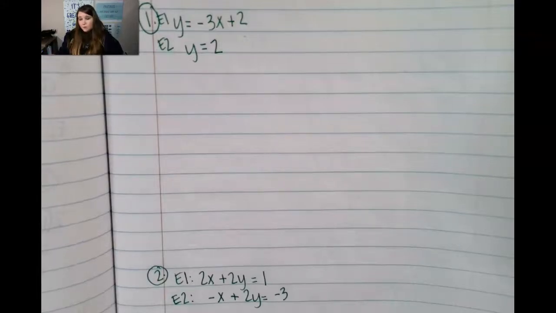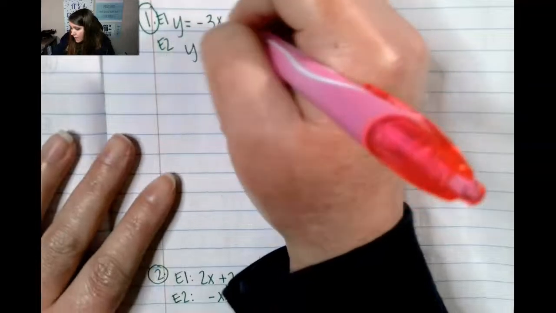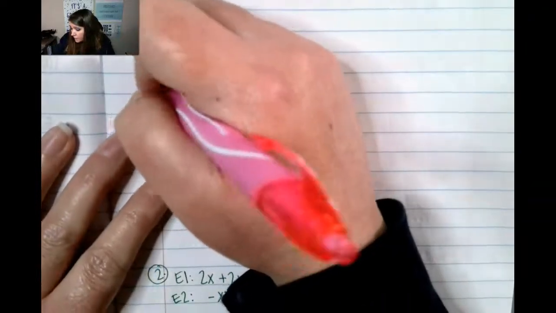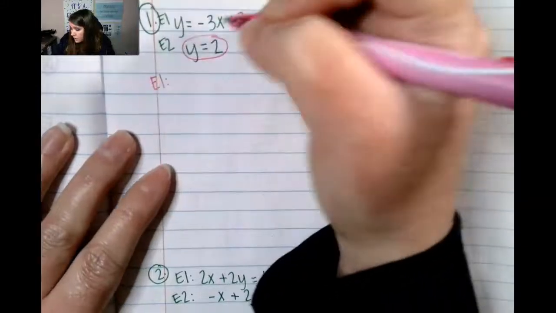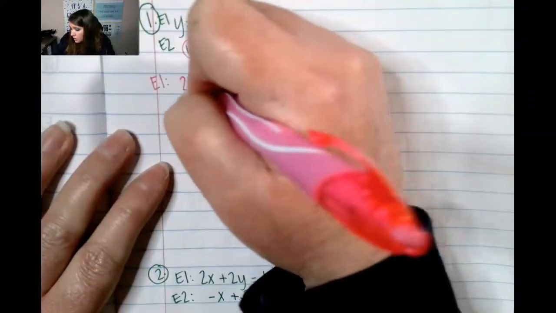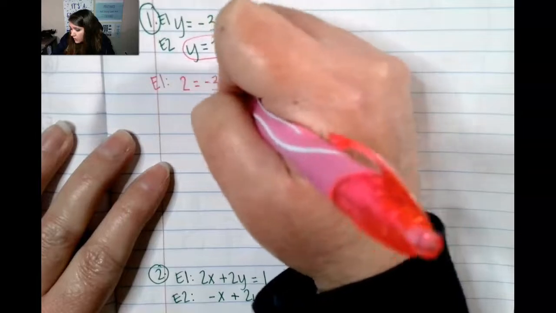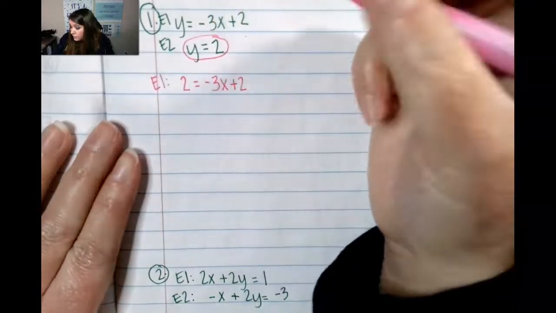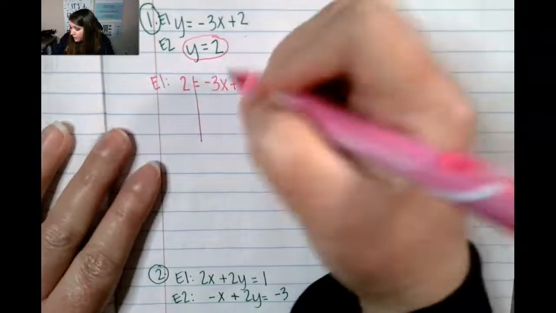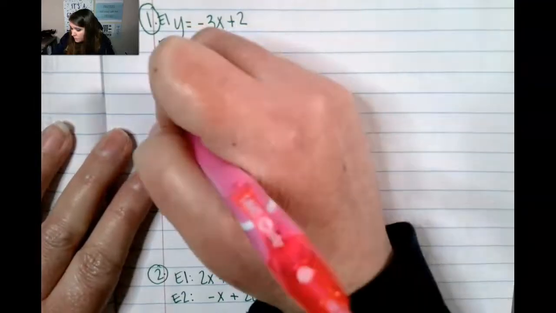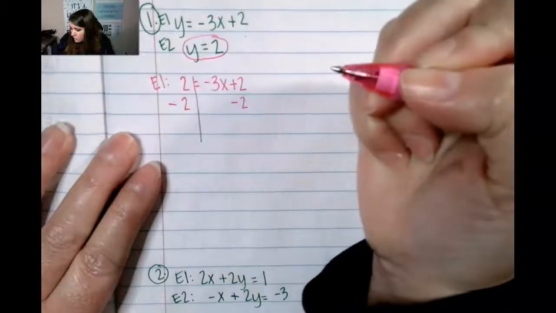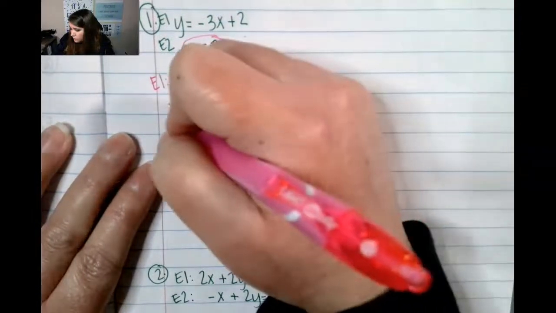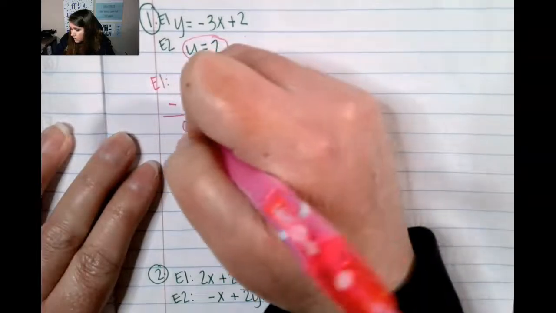All right, here we go. All right, this one, y equals that and y equals that. So I'm going to take equation 1 first this time, and I'm going to say 2 equals negative 3x plus 2. There we go. All right, now I'm ready to solve. Minus 2, minus 2. Things are disappearing.